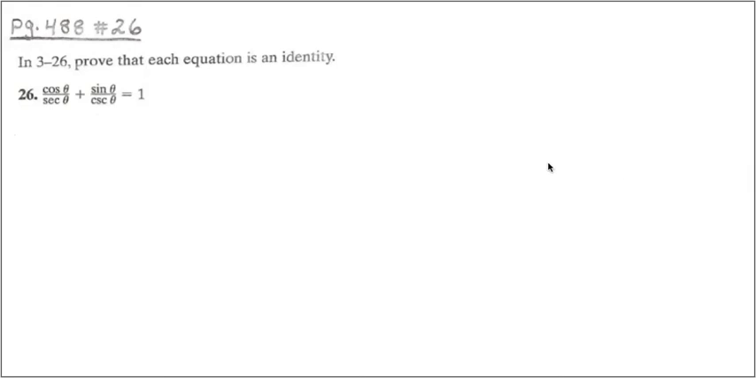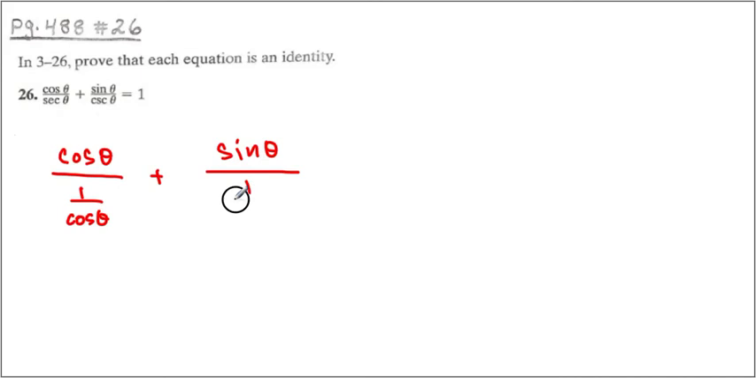Hello, so we'd like to look at some trig identities. Let's try to get started together. So the first question we have is cosine over secant. Now, one of the things which we can do is express everything in terms of sine and cosine. So the first one becomes cosine theta over secant, which is 1 over cosine theta. Now, plus sine theta over 1 over sine theta.